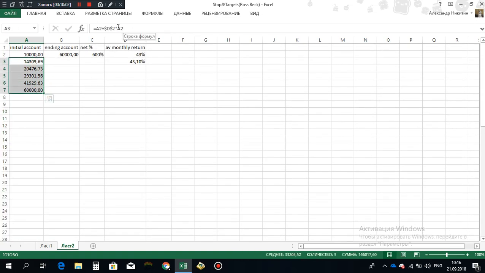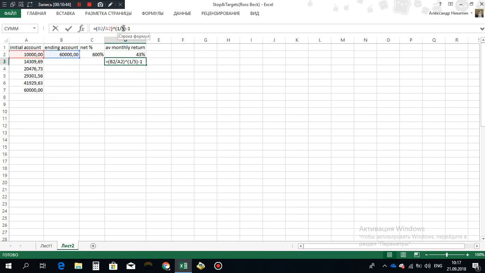If you wish to calculate average yearly return, of course you have a temptation to think, if I generated 600% over the period of 5 years, it means that I was generating more than 100% each year. No, you were generating 43% every year. 43% every year. That's why you had 60 in the end over the period of 5 years.